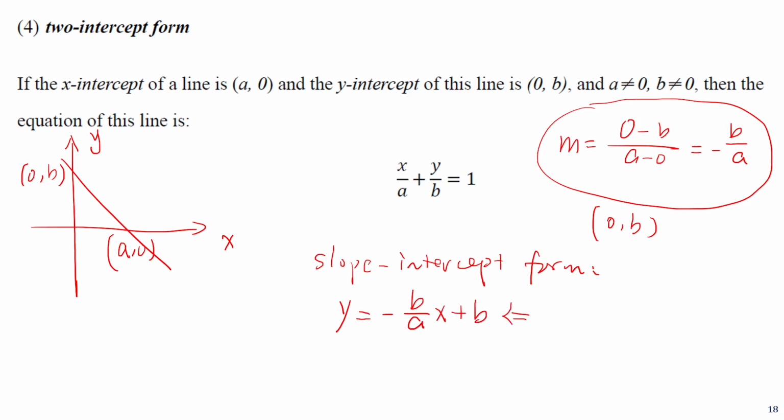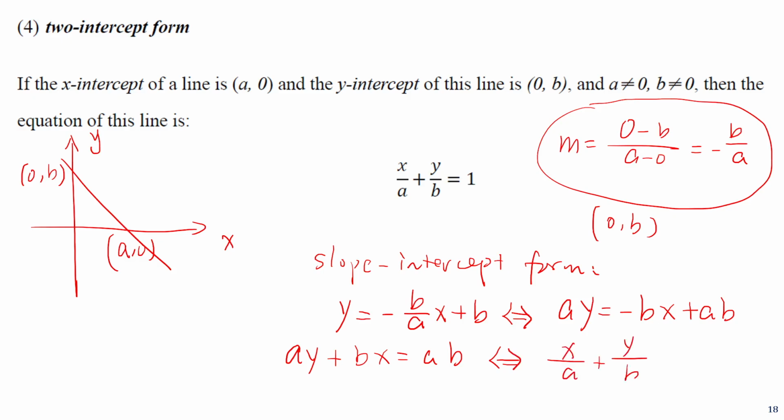Then because a is not 0 and b is not 0, we can multiply both sides by a first. That gives ay equals negative bx plus ab. Then move bx to the other side. We have ay plus bx equals ab, and if we divide both sides by ab, then we have x over a plus y over b equals ab over ab, which equals 1, right? So that's why if you know two intercepts of a line, you can express this line in this form, as long as a is not 0 and b is not 0, right?